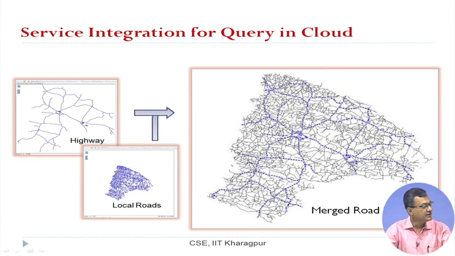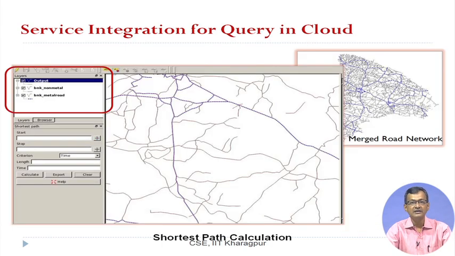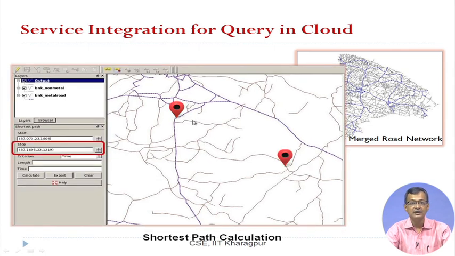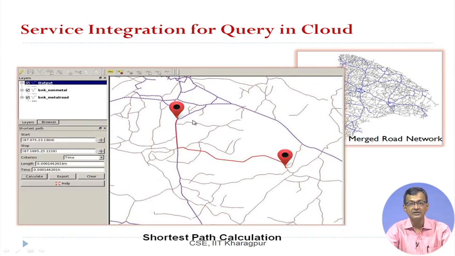Taking these two, I basically have a merged network, or in other words two road services that I am pulling and merging, with the national highway over the local roads. There we can query for a shortest path which takes care of both the national highway and the state highway. If I have two locations and want to find the shortest path, it works on this combined network.